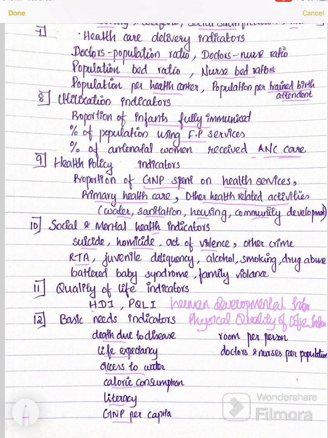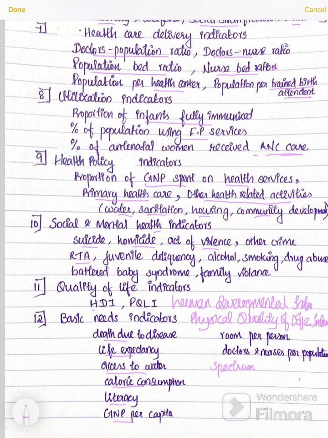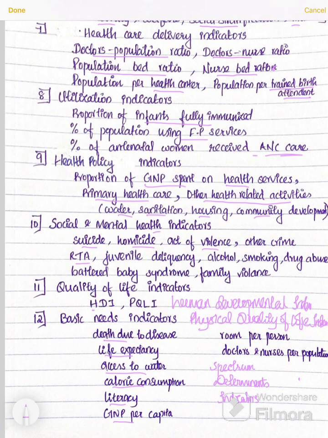So we are at the end of our lecture. We have learned about the spectrum of health, from positive health to death. Then we learned about determinants, what are the factors that affect health. And the last one is indicators of health, so how to measure health. Hope you understood the lecture and thank you for listening.